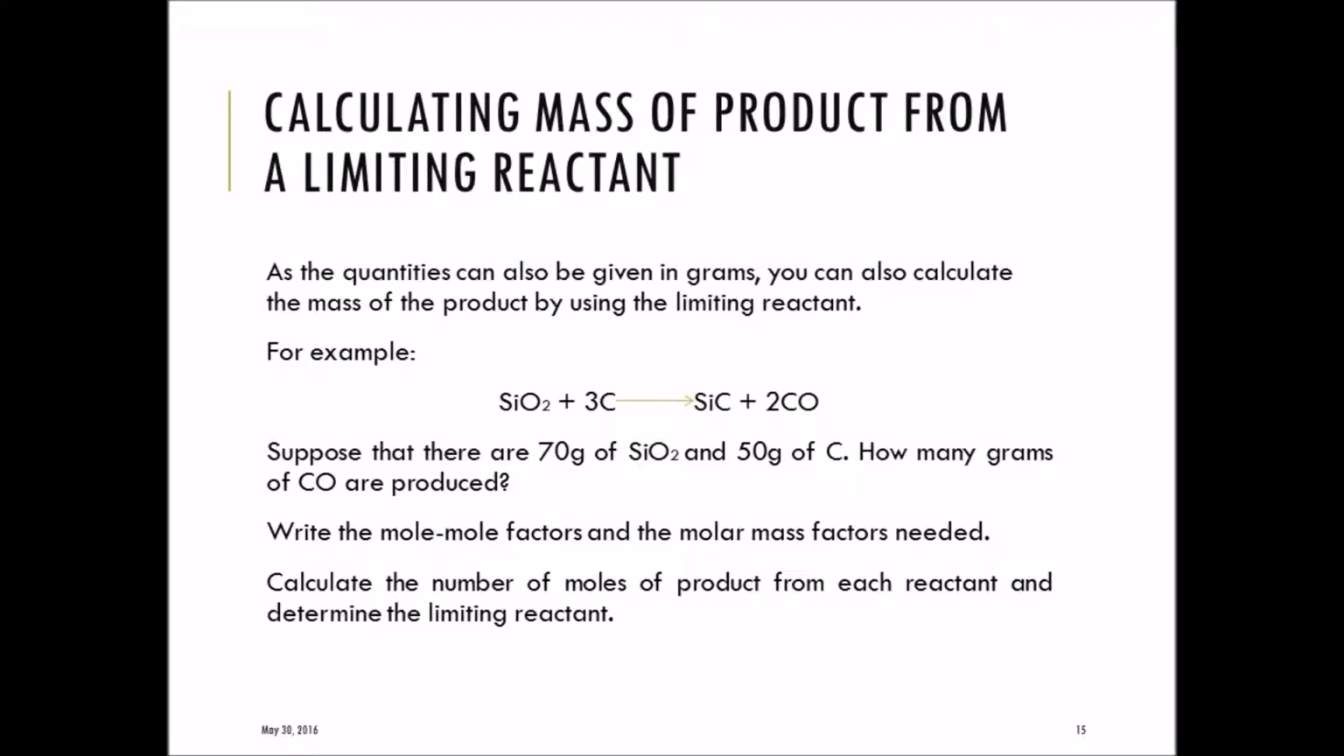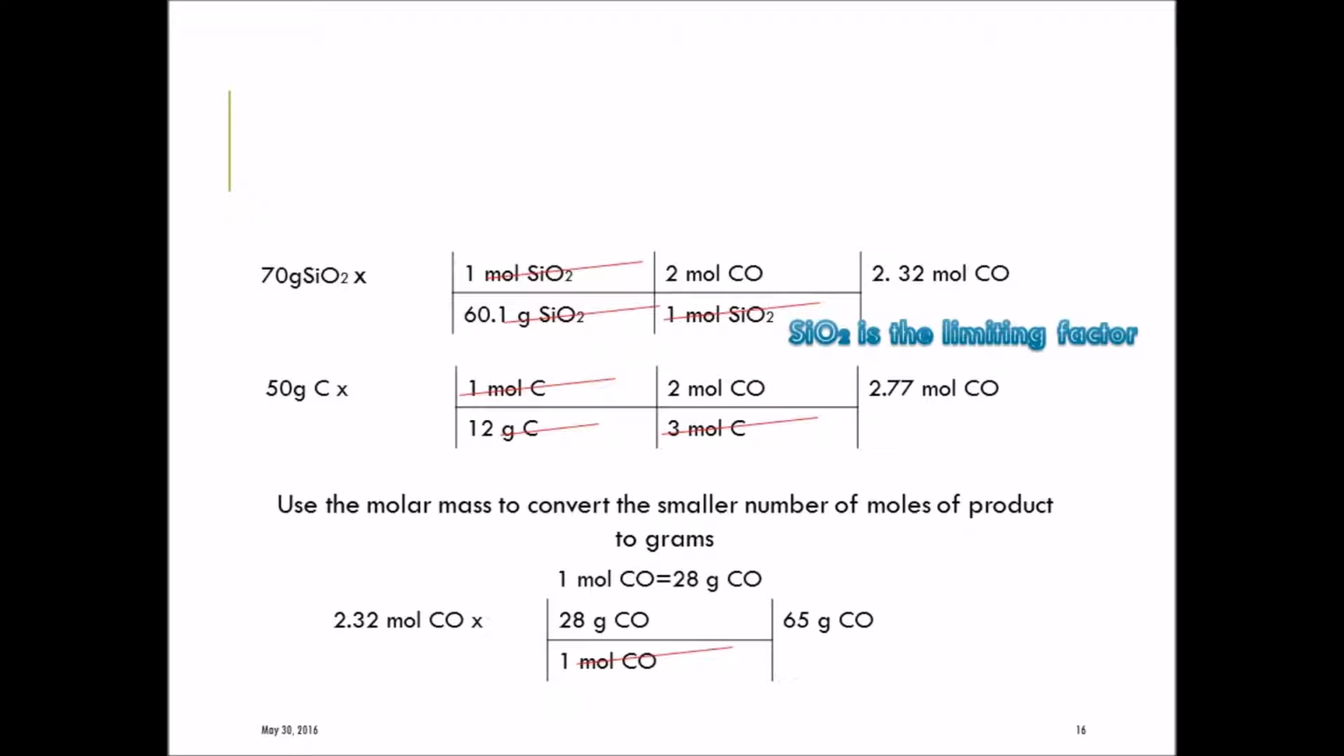So we are going to calculate the number of moles of the product from each reactant and determine the limiting factor. Please click on the next slide so you can see this process. So we have the 70 grams of silicon oxide, meaning that we are going to divide it over the molar mass that, as I said before, is 60.01 grams. And we are going to multiply that times the 2 moles of carbon monoxide because that was the mole factor, and it gives us 2.32 moles of carbon monoxide.